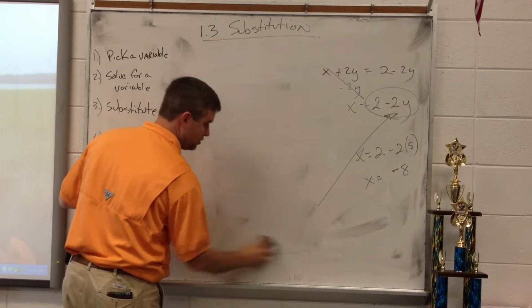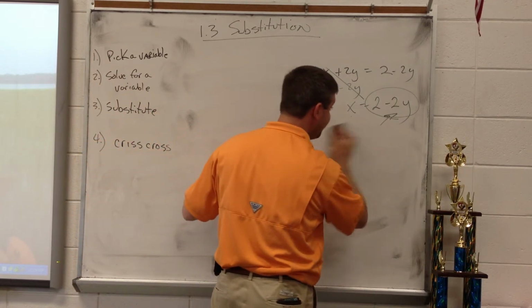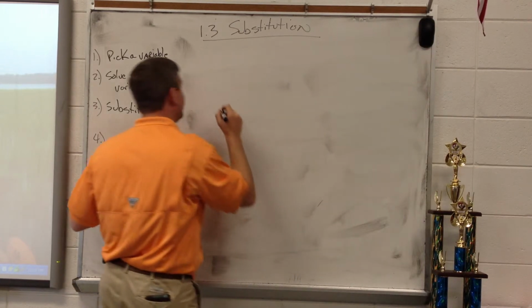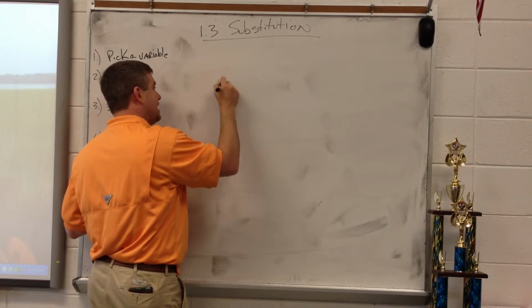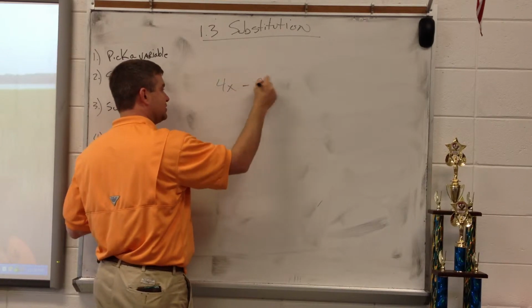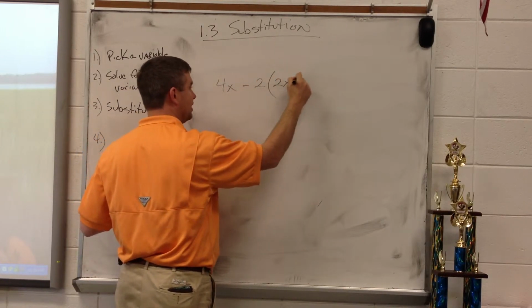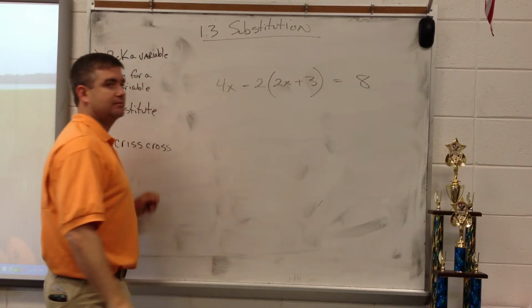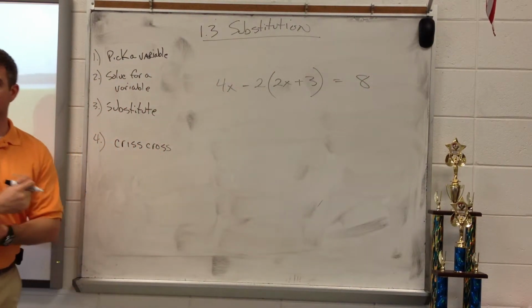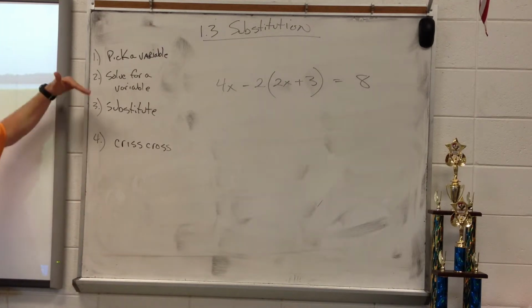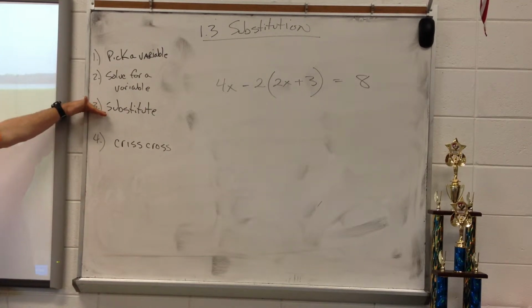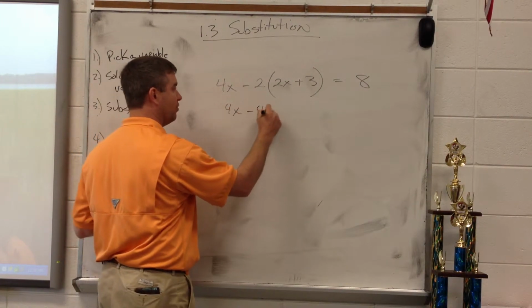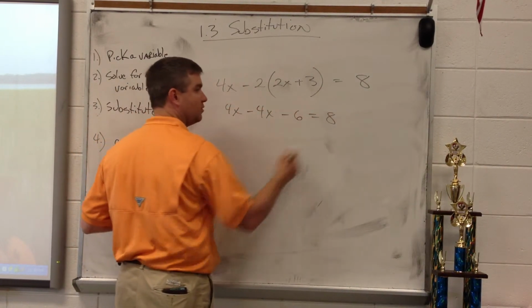So that was one solution. If it's one solution, then that one solution is your coordinate. Okay? If you're doing your steps and you say 4x minus 2 times 2x plus 3 is equal to, say, 8, copy this down. Let's just say that you substituted in, you're right here on step number 3. You distribute your negative 2 and you've got 4x minus 6 is equal to 8.